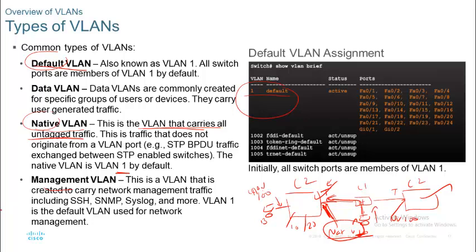So if a computer wants to telnet to another router or switch, that computer also needs to be a member of the same VLAN. For example, if all the switches' management VLAN is 1000, then your computer that you use to telnet should also be a member of VLAN 1000. Otherwise, you cannot telnet or SSH.